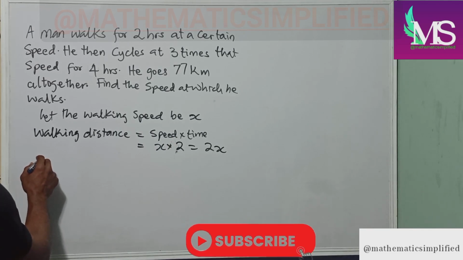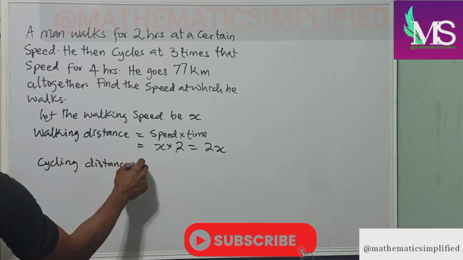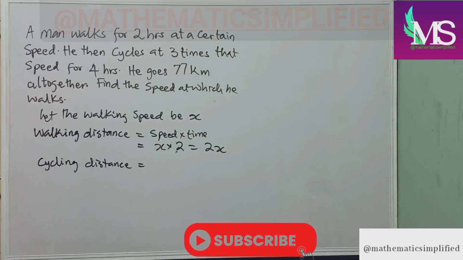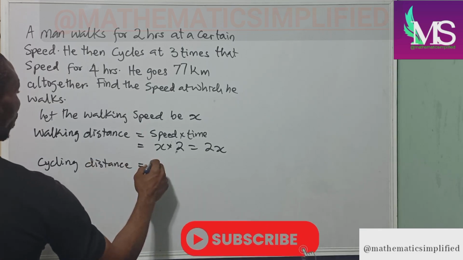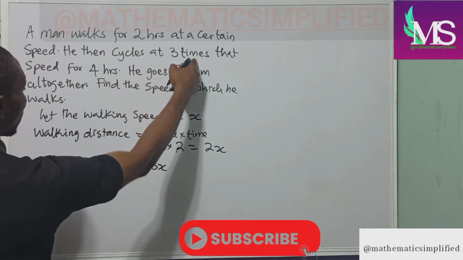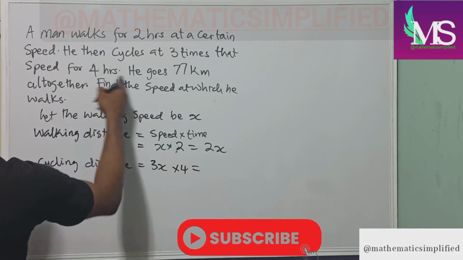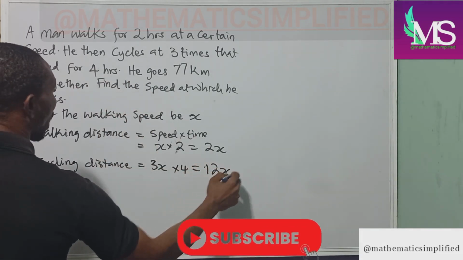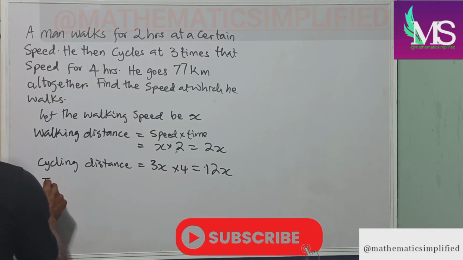Now, the cycling distance. From our question, it says he cycles at 3 times the speed at which he walks. So our cycling speed will be 3x. Since he walks at x, and he's cycling 3 times that, that will be 3x for his speed times 4, which is the number of hours, which will give us 12x.